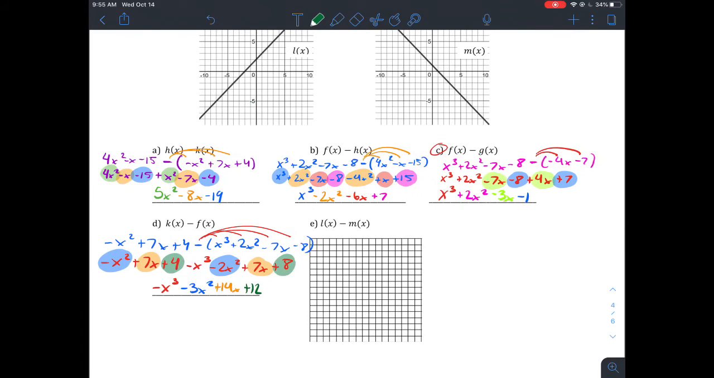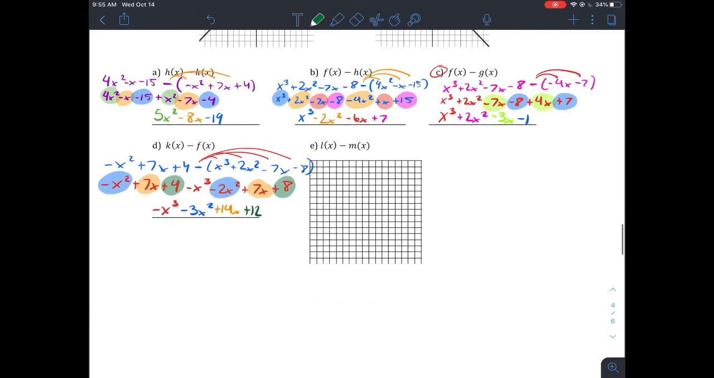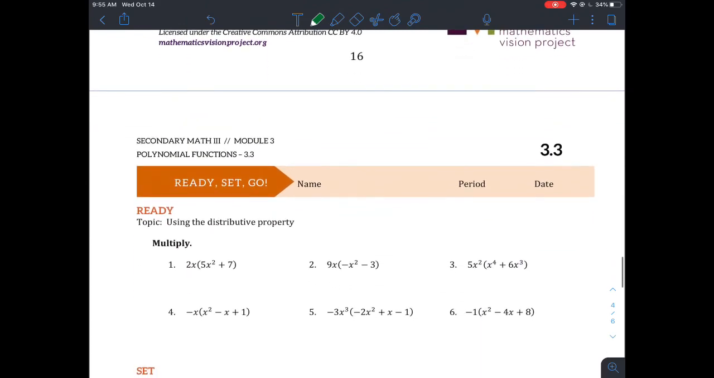All right. So really all we're doing here is adding and subtracting polynomials. When you add, all you're doing is combining like terms. When you subtract, you have to distribute the negative to each of the terms in the second function, and then you combine like terms. So there's just an added step there.